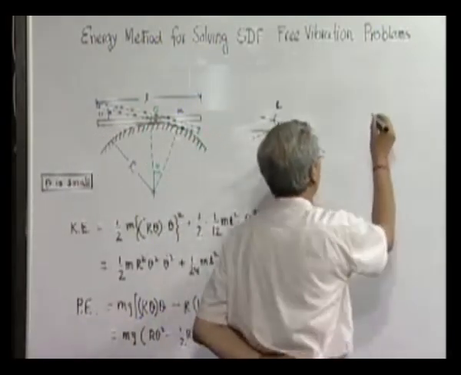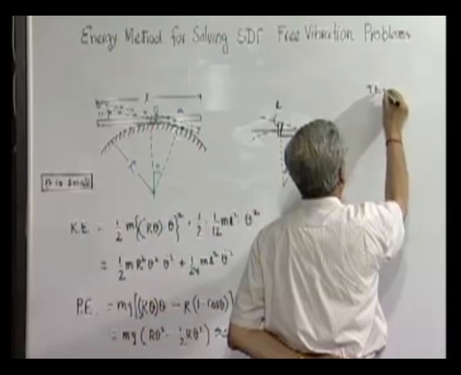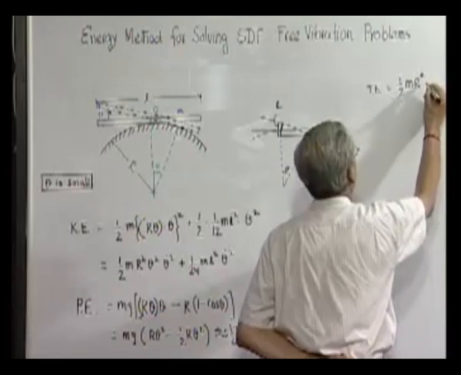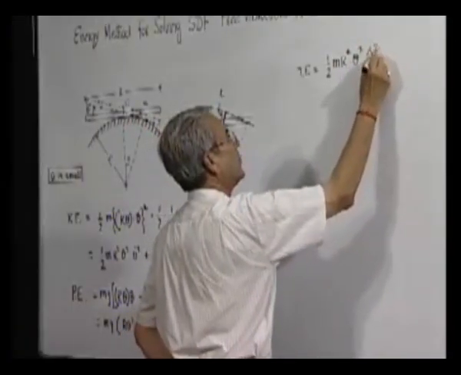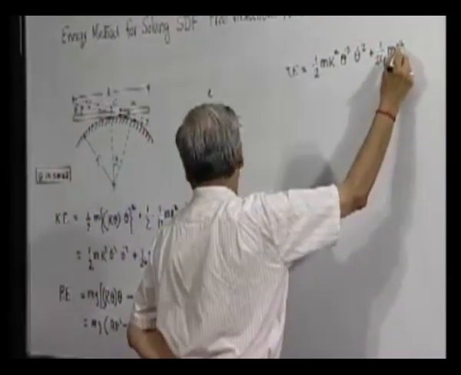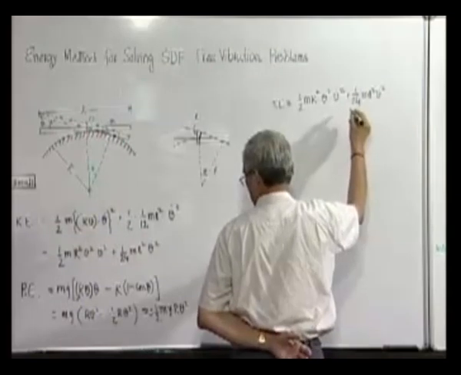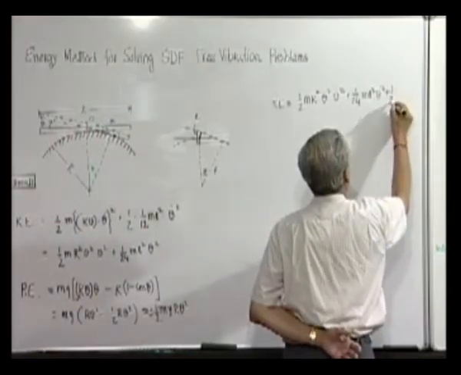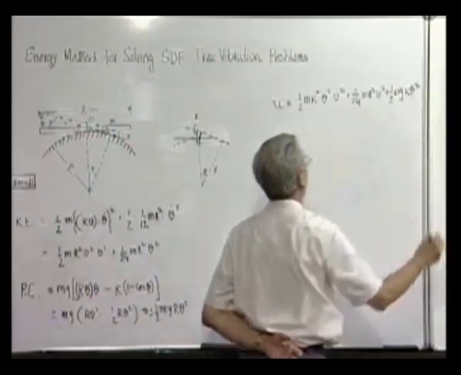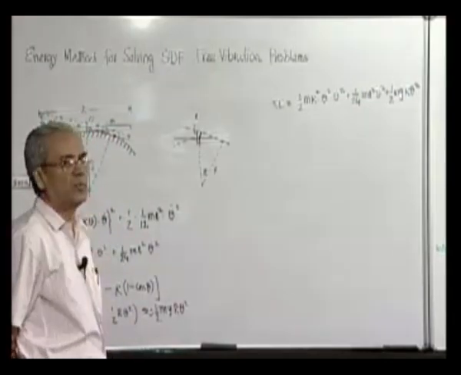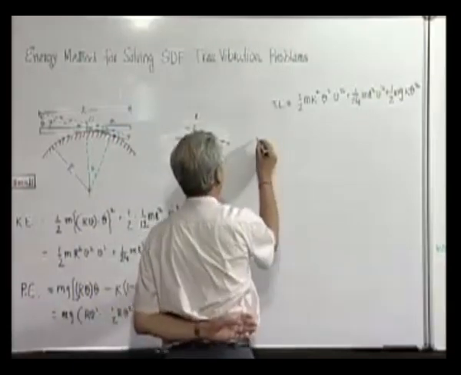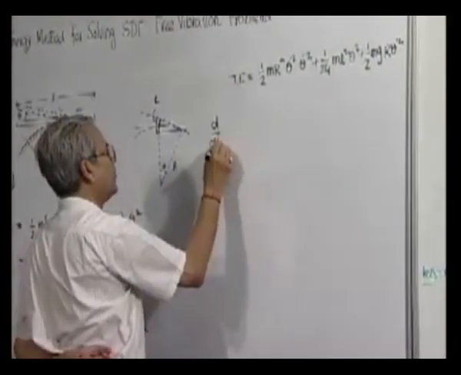So the total energy is half m r squared theta dot squared plus 1/24 m L squared theta dot squared plus the potential energy term. This is the total energy, and we now apply the conservation principle, which says that total energy is constant. That is, we differentiate with respect to time and put it equal to 0.